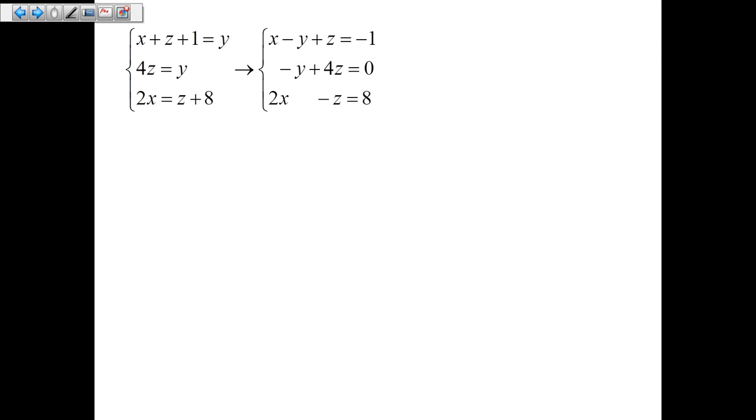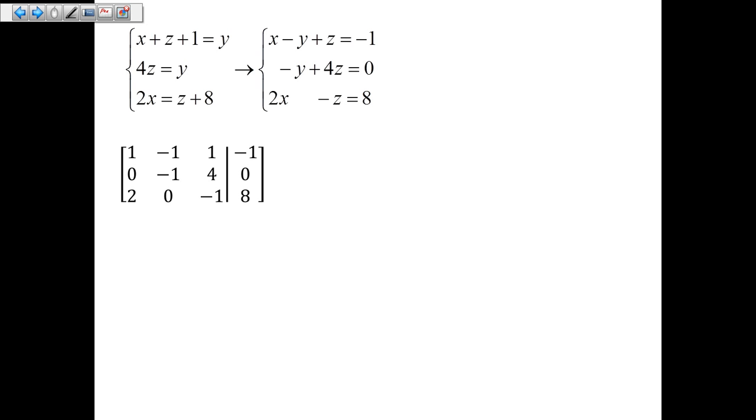Move the z term over in the bottom equation. Notice there's no y term. We'll deal with that when we make our matrix. So everything's in standard form now. So now it's time to make our augmented matrix. Now you'll notice wherever a term is missing, I've put a 0.